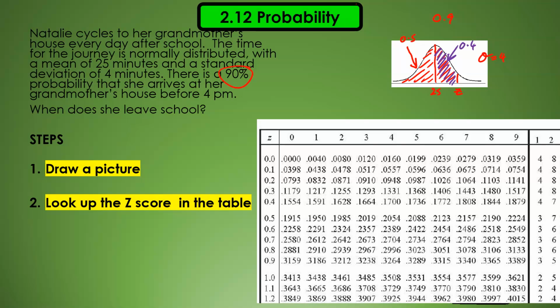So now that we've got 0.4, that's our probability. So we look on the table for 0.4, and you can see the closest we've got to 0.4 is here. Now, you might see that the one next to it is 0.4015. We're not going to use that one because it's too big.